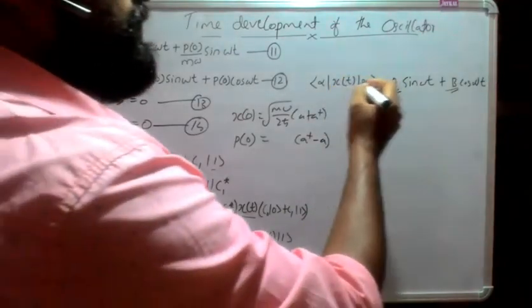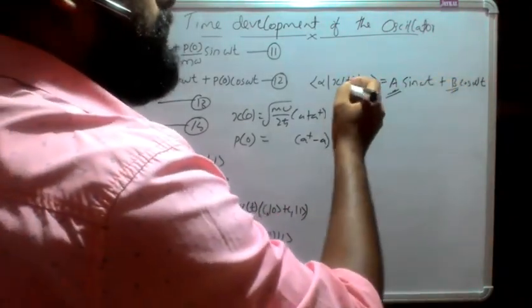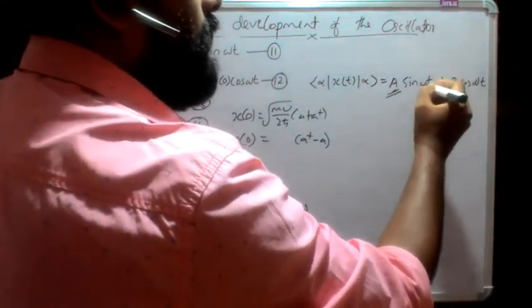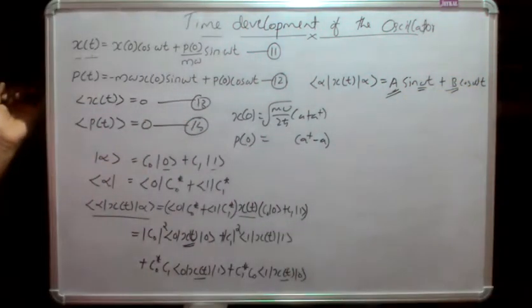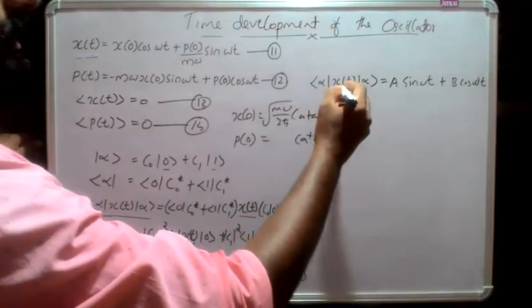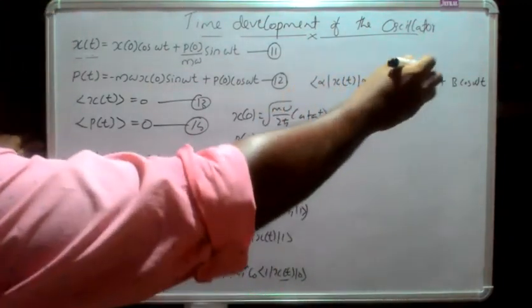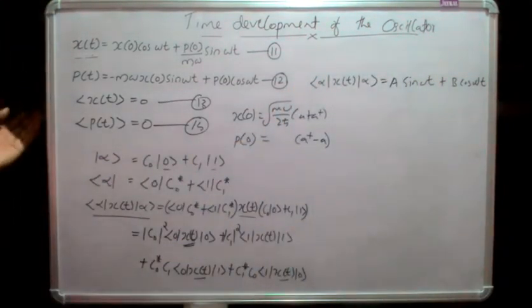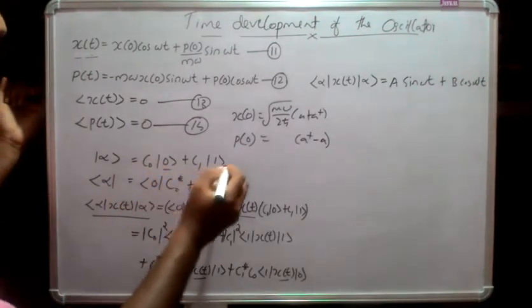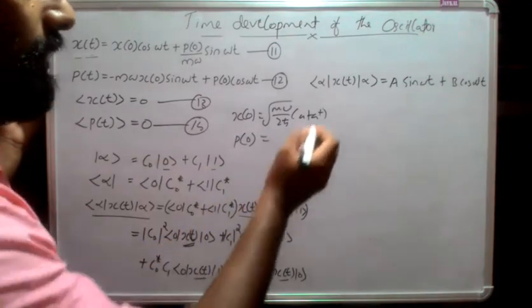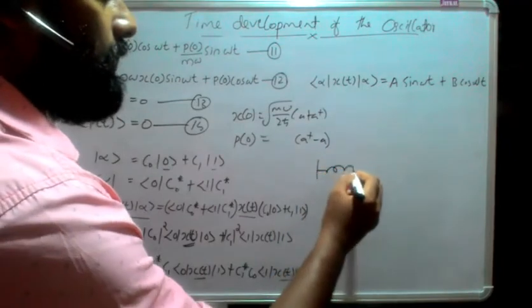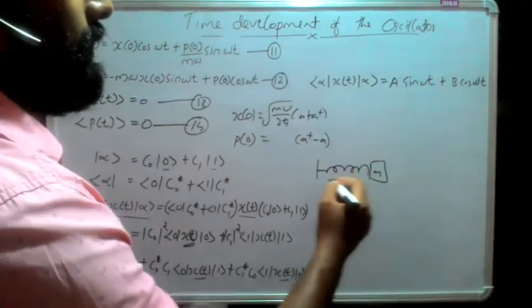And the physical significance of this expectation value is that it is oscillating with respect to time with a frequency of omega. So for a stationary state, the expectation value is not changing. But for the superposition of states, the expectation value is changing with respect to time. So by blending different states, we can make a quantum harmonic oscillator which is analogous to our classical oscillator.